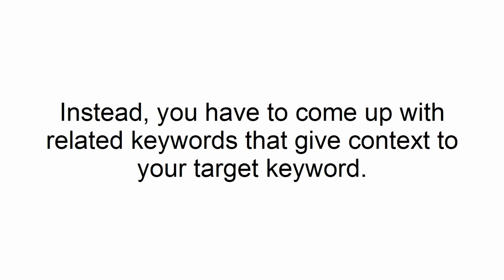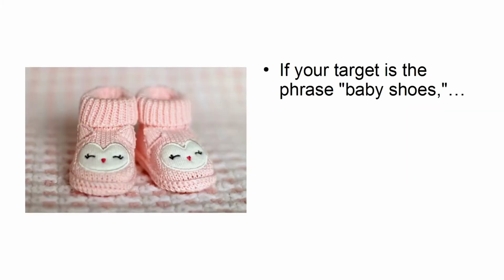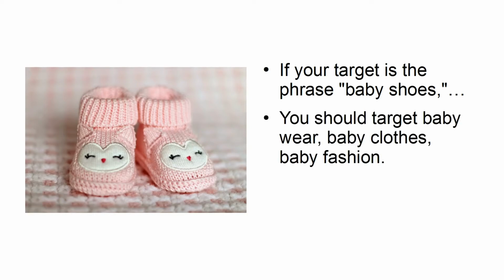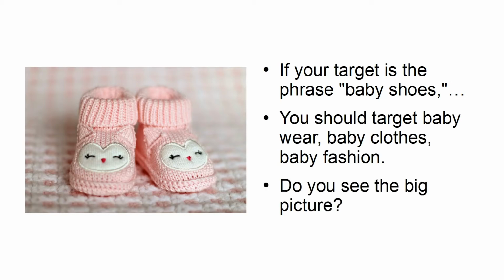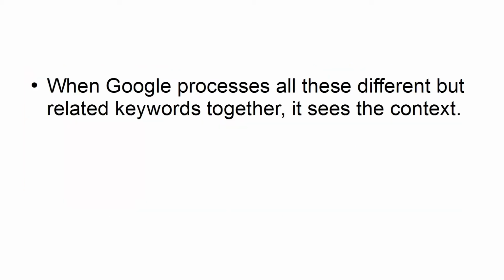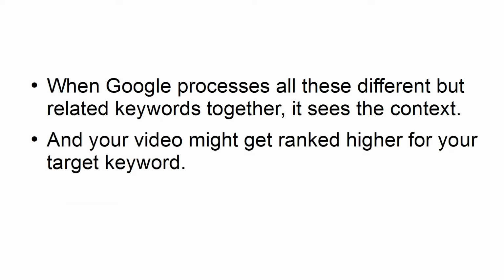Instead, you have to come up with related keywords that give context to your target keyword. For example, if your target is the phrase baby shoes, you should target baby wear, baby clothes, baby fashion. Do you see the big picture? When Google processes all these different but related keywords together, it sees the context. And your video might get ranked higher for your target keyword.